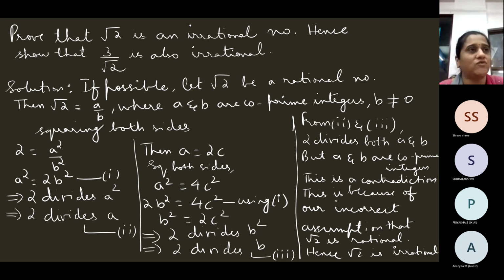If supposing it's asked for 4 marks, prove that 3 by root 2 is irrational. Then to be safe, yes, we'll have to prove that root 2 is irrational and then prove that 3 by root 2 is also irrational. But if it is for 2 marks, like Ananya asked us, and it is not asked to prove that root 2 is irrational, don't do it.